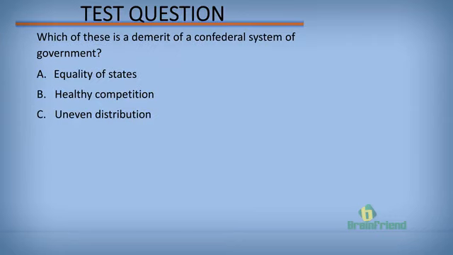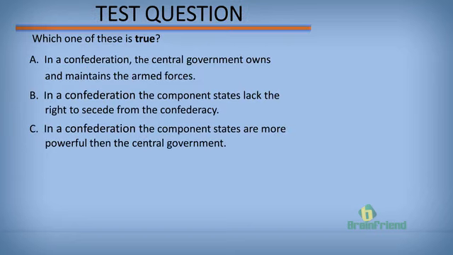But before we go, I'd like us to have a quick test to know how well we understood our lesson for today. The first one is, which of these is a demerit of a confederal system of government? Which of these is a disadvantage? A, equality of states. B, healthy competition. And C, unequal distribution. All right, if you picked A or B, you're wrong. The answer is C. It brings about uneven distribution of wealth and development. From our lesson, we were told that the confederal system of government is one that actually brings about uneven development amongst the component states.